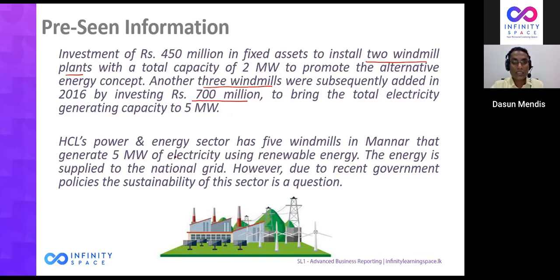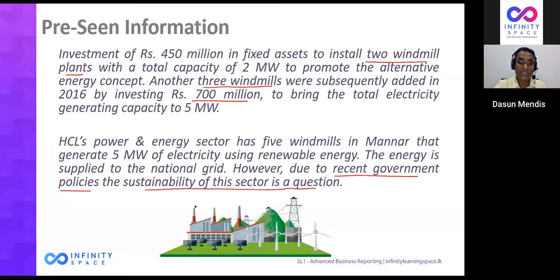Then there is additional information in the question where it says that the power and energy sector has 5 windmill plants in MENA that generate 5 megawatts using renewable energy. Then energy is supplied to the national grid. And this is the point we need. Because of the recent government policies, the sustainability of this sector is a question, which means here there is an impairment indicator as per IAS 36, an external impairment indicator.